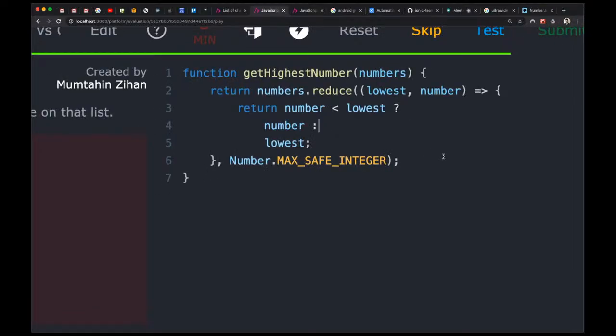Questions? Like that? Yeah, no, that's right. I mean, if both the number and the lowest are the same, if I got 4 and 4, then who cares, right? It's the same number. So who cares if it wins this one or that one? It's the same number, so that's fine.